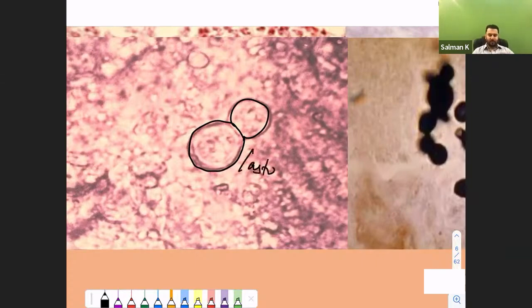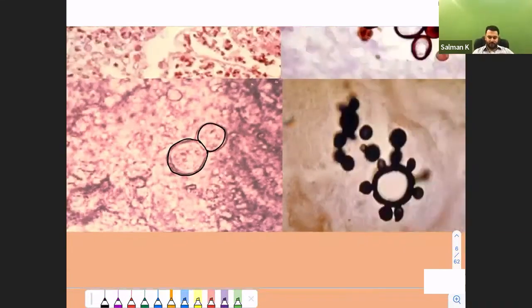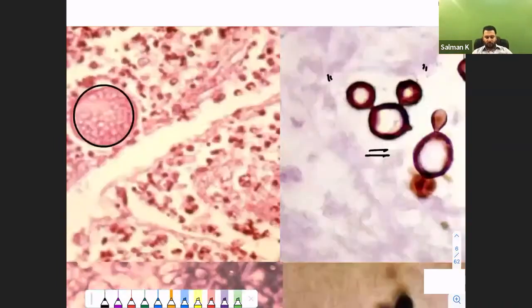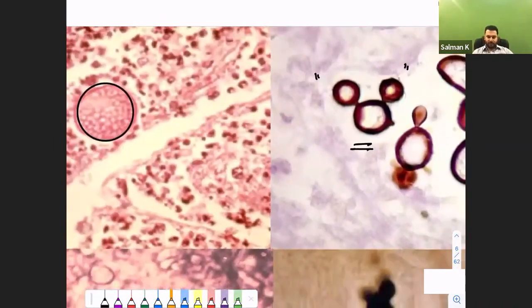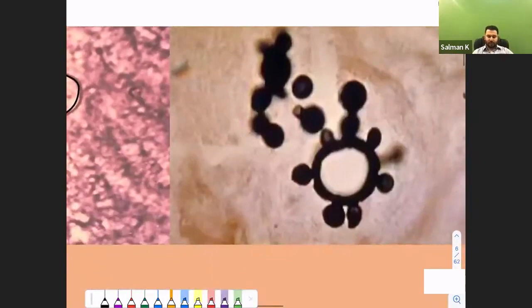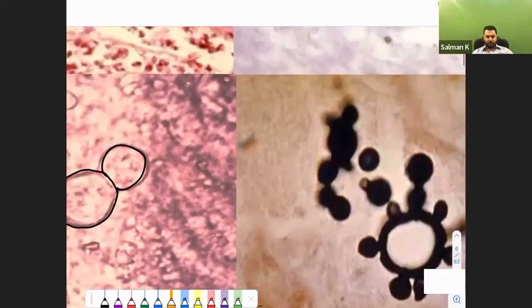It is seen with blastomyces. Okay, this one would be seen with the organism called blastomyces. Then you know these two, the Mickey Mouse appearance and this one, the Captain Wheel appearance, they are seen with paracoccidioidomycosis.